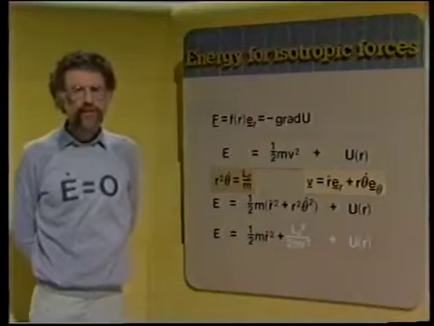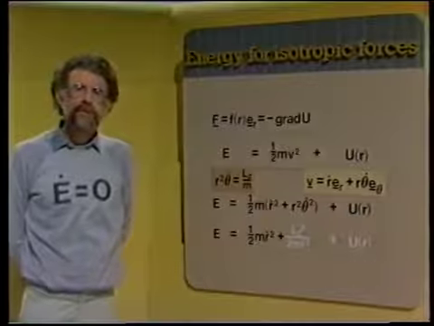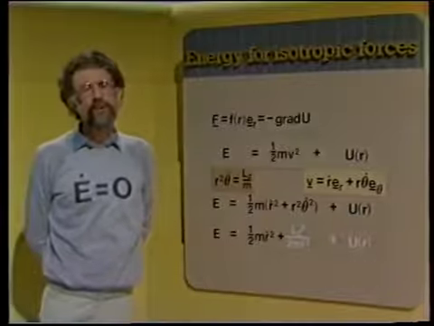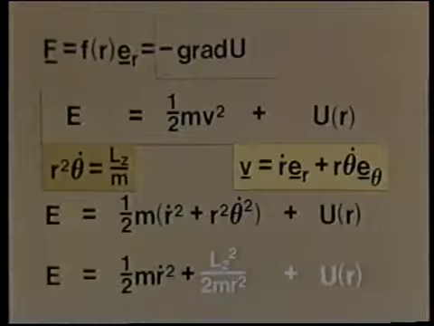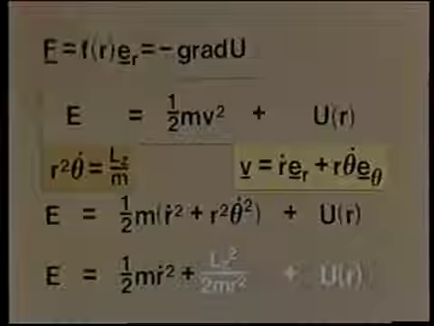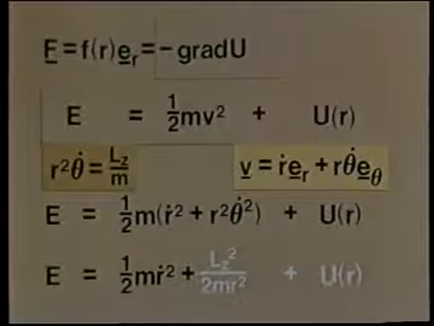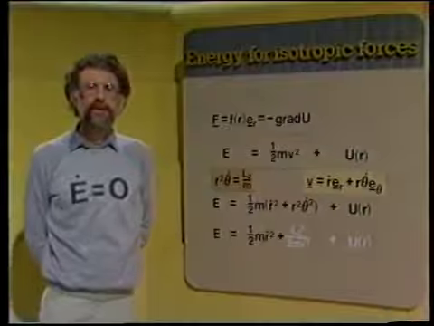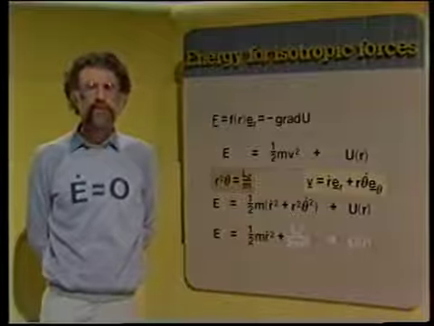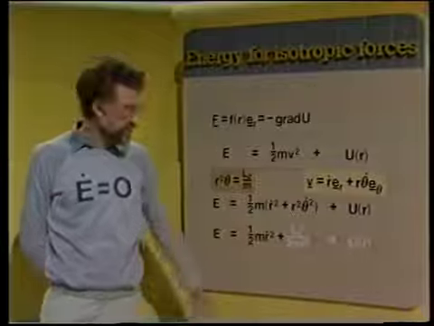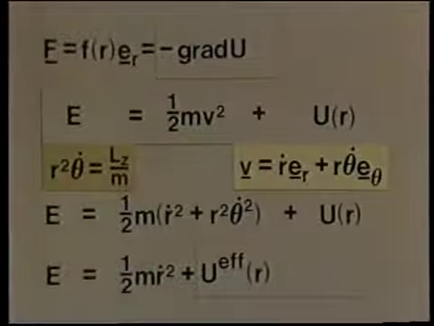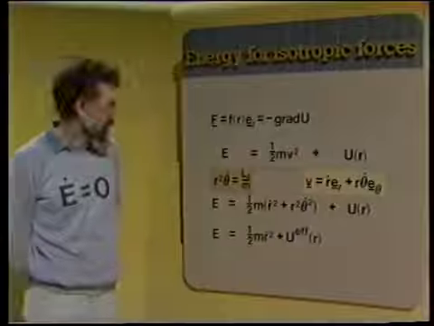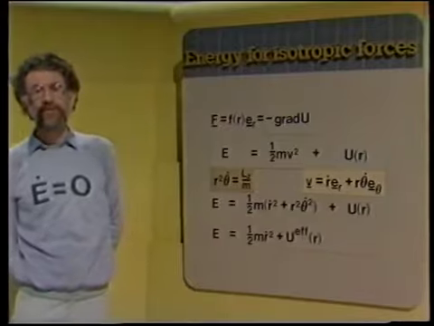I'm going to take advantage of this convenient coincidence, but I'll have to keep in the back of my mind that I'm really dealing with a two-dimensional problem. I've suppressed information about theta, and a half m r dot squared isn't really the particle's kinetic energy, only the radial part of it. However, let's proceed as though we were dealing with a one-dimensional problem, and call this the effective potential, U effective.